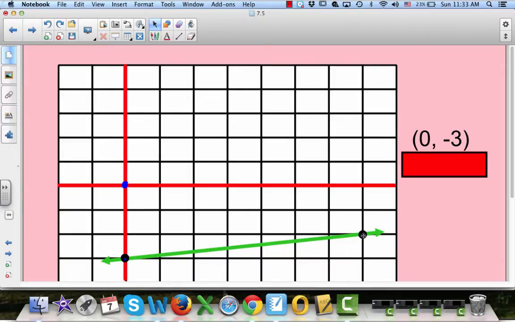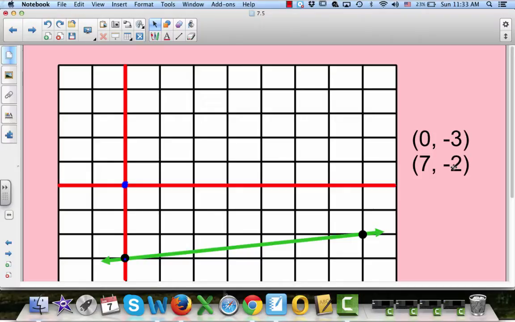The coordinates of this point, we go 1, 2, 3, 4, 5, 6, 7 to the right. So that means it's going to be 7. We go down 1, 2. So that will be a negative 2. So the coordinates of this point will be 7 and negative 2.